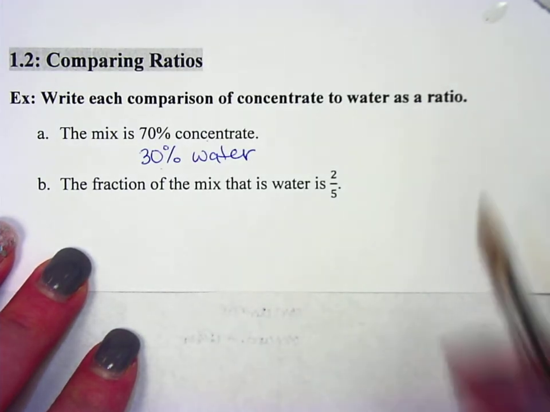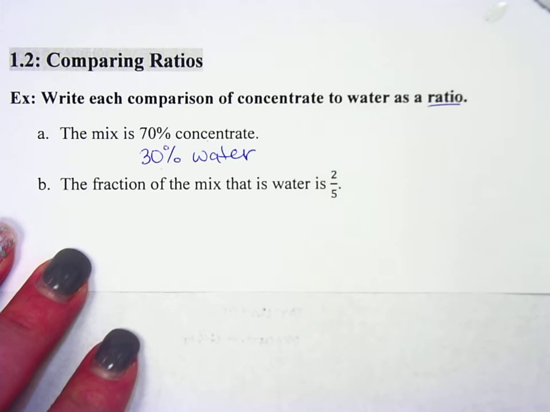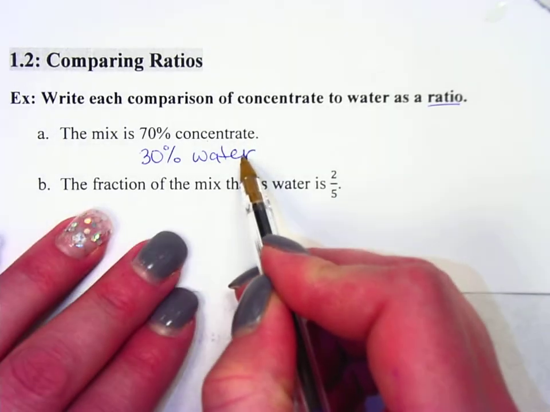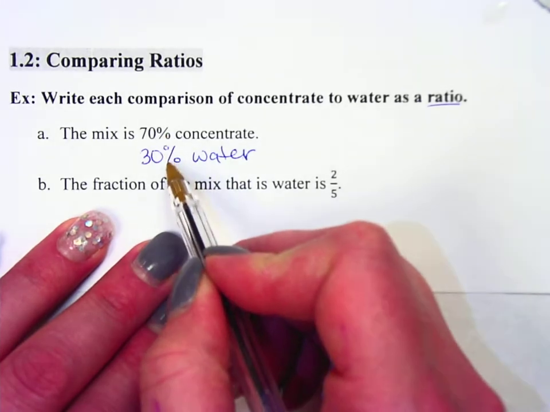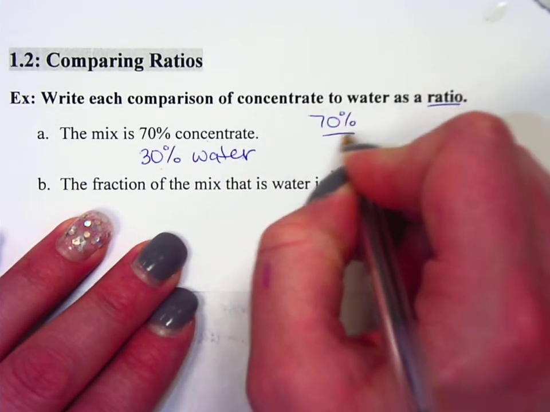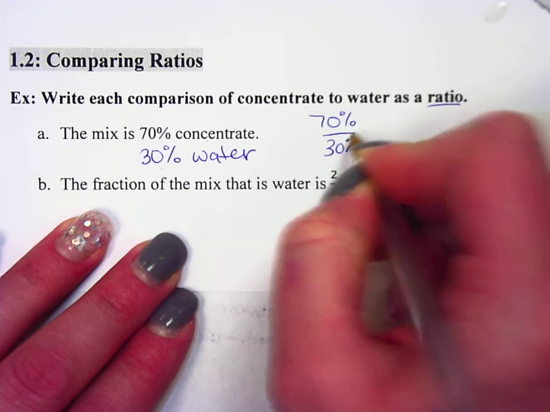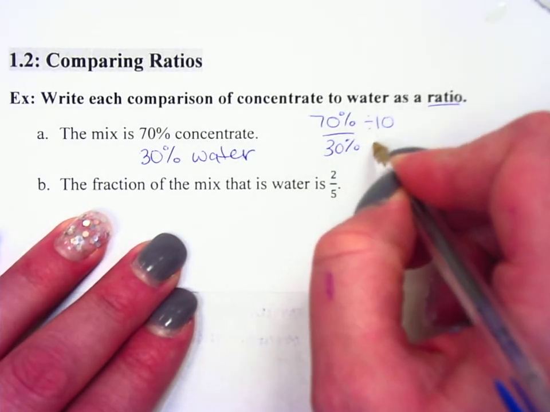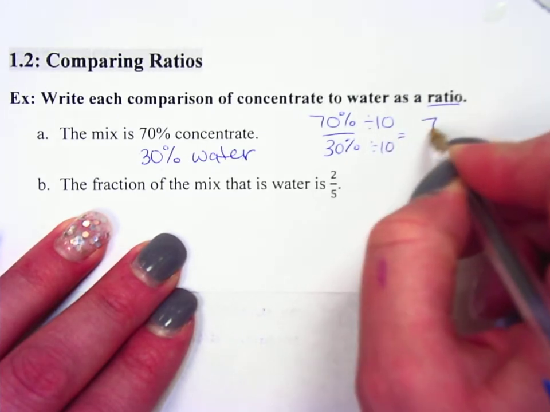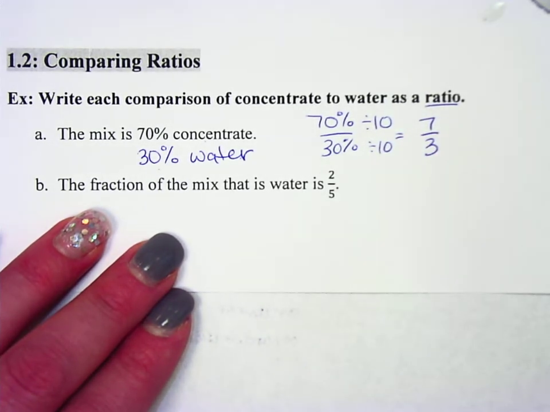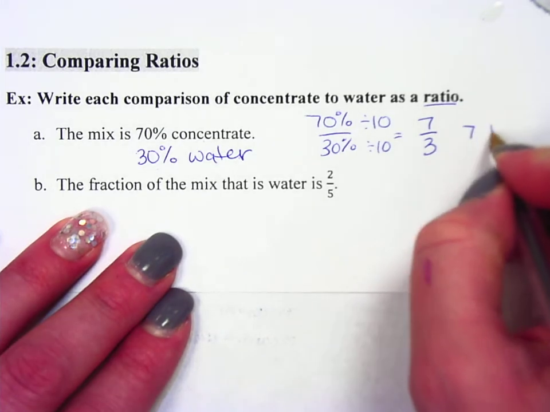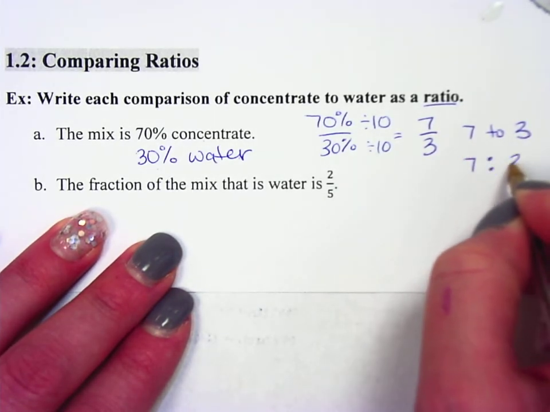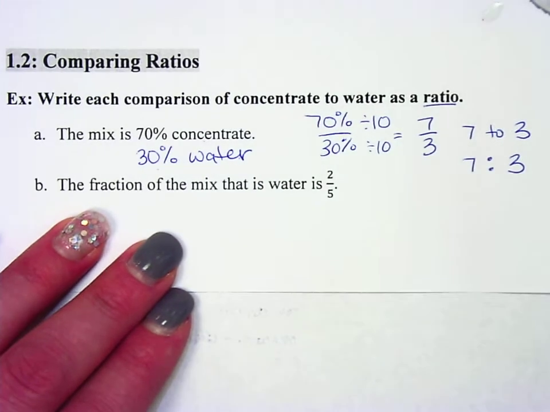Our directions say we're going to write it as a ratio. So I'm comparing my concentrate to my water as a ratio. So I'm going to put 70% to 30%. Keep in mind you can simplify that to make it a little easier. If I divide them both by 10, that's the same as 7 to 3. I can also write that as 7 semicolon 3. All of those things mean the same thing.